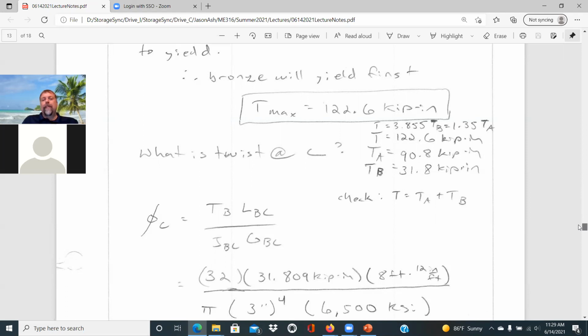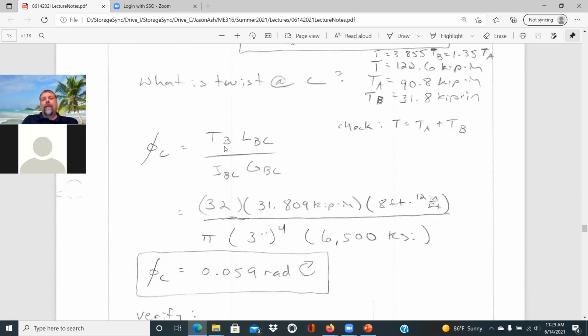And again, we can use either expression. We can look at the bronze section or the brass section and calculate the angle of twist, TB times LBC over JBC times GBC. This is again pi d to the 4th over 32, times the torque times the length, an 8-foot shaft times 12 inches per foot, divided by the shear modulus, will give us an angle of twist of 0.059 radians.